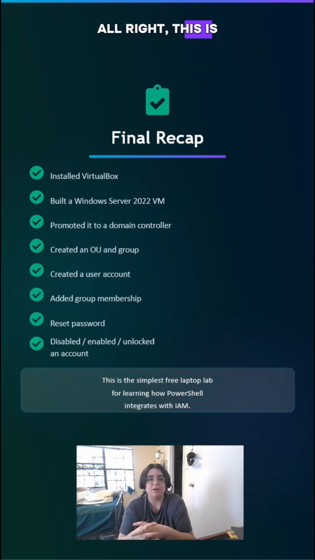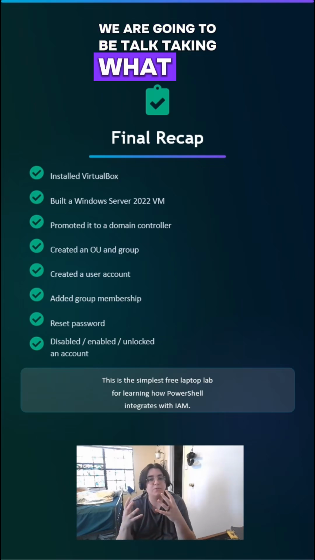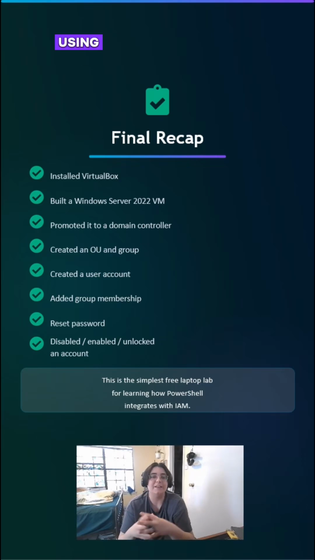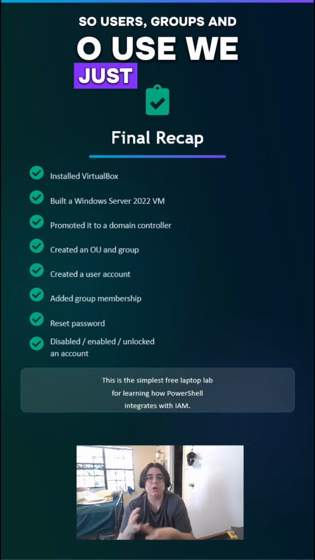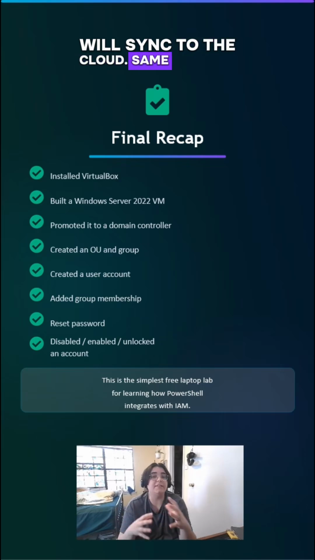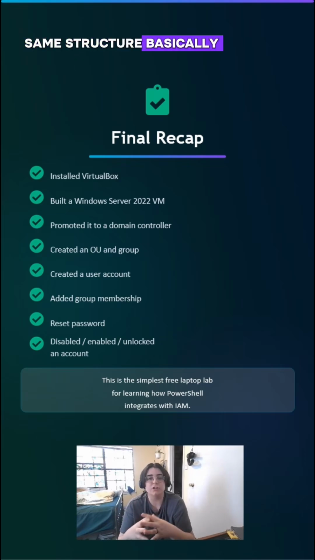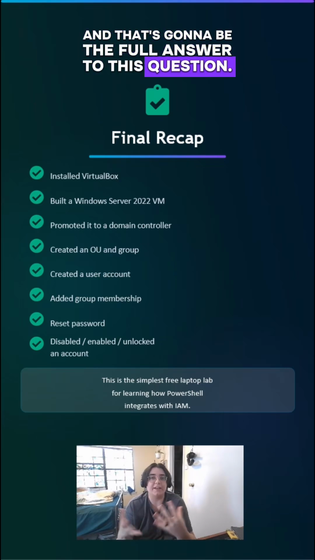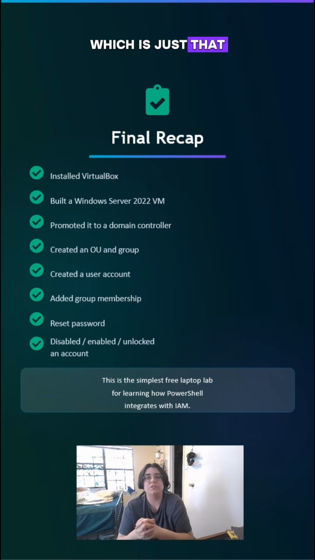All right. This is part one. In part two, we are going to be taking what we built and connecting it to Entra ID using Entra Connect, which is free. So the users, groups, and OUs we just created will sync to the cloud, same identity, same structure, extended into that hybrid environment. And that's going to be the full answer to this question.